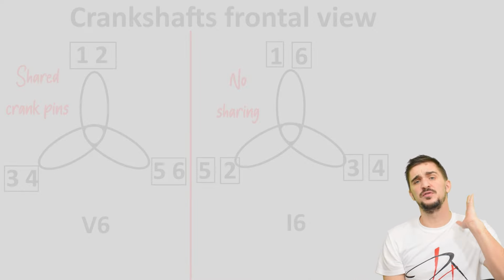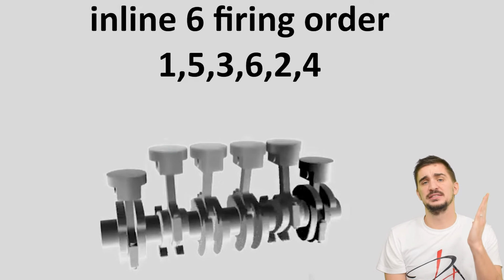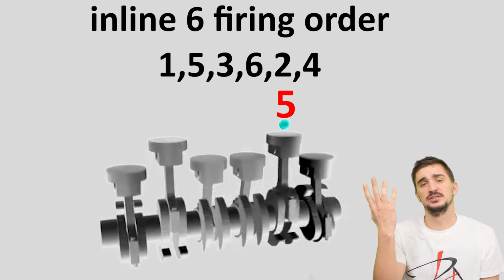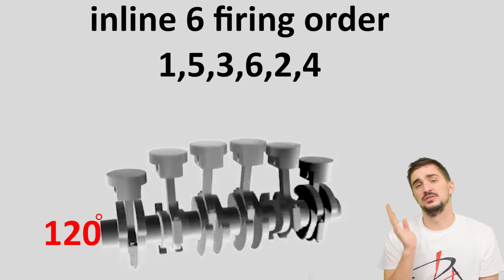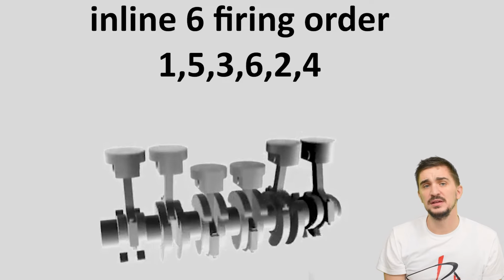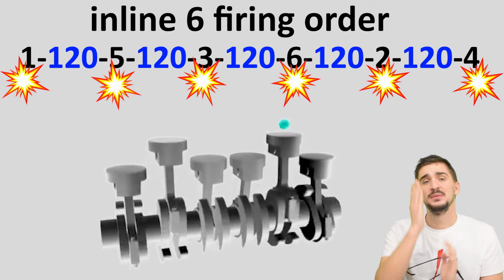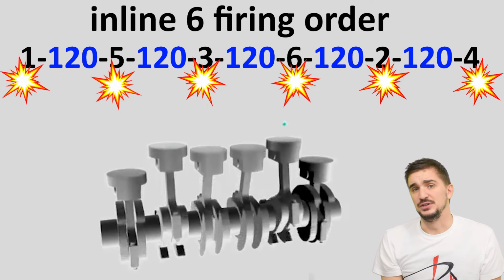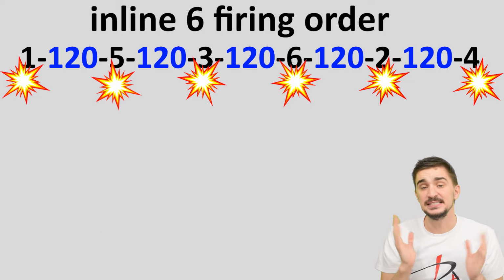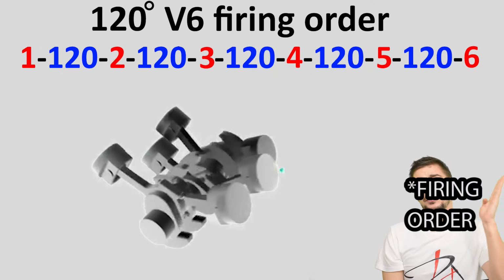So here's the typical firing interval of an inline 6-cylinder engine. We fire cylinder 1, rotate the crankshaft 120 degrees, then we fire cylinder 5, then we rotate the crankshaft another 120 degrees, then we fire cylinder 3, and so on until we fire everything. The firing interval remains the same. It's always 120 degrees between the firing of each individual cylinder. So that's the inline 6. And the 120 degrees V6 is the same. It just has a different firing order, 1, 2, 3, 4, 5, 6.